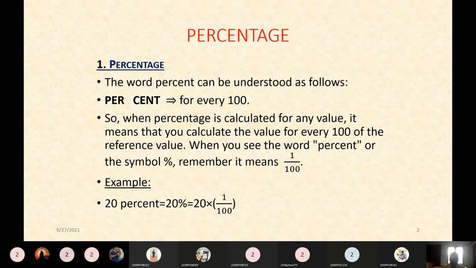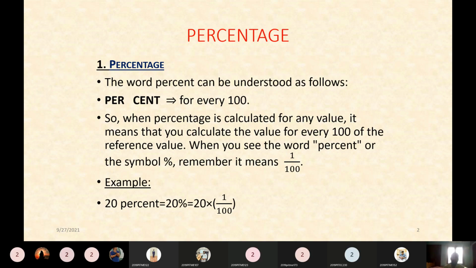So as I said, the word refers to calculating the value per 100. Once you calculate the percentage, it will give you a clear idea about the work you've done, or if you want to compare data, you can easily compare all the data with respect to percentage. You know the symbol, percentage. This is a symbol, and it means 1 by 100. That is the meaning of it.